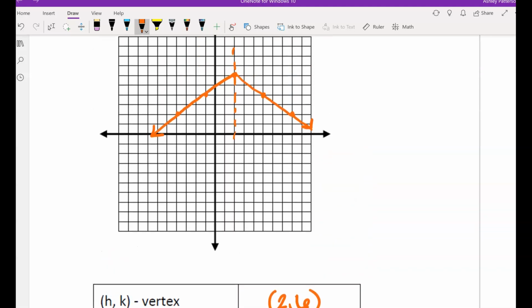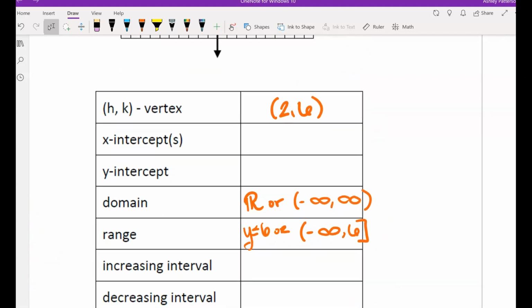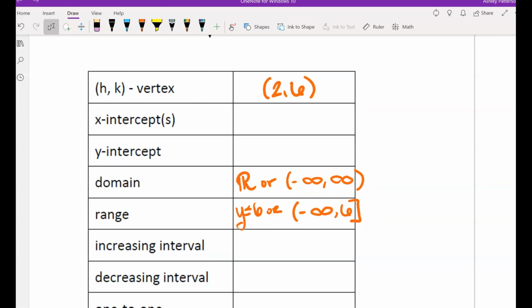Increasing and decreasing intervals. As we look at our function from left to right, our y values are increasing from negative infinity to x equals 2. So we're going to say the increasing interval is from negative infinity to positive 2. And therefore, from x equals 2 to infinity, the y values are decreasing.